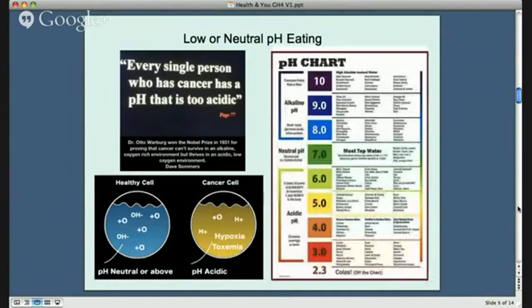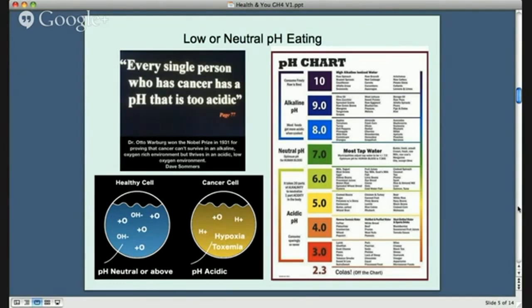So what's another component? Another component is low or neutral pH. Now, the pH of foods determines the acidity within the foods. And of course, in the lowest section off the chart, it says, is colas, because they have such a high acidity that your body can't even excrete it. Below 5, your body can't excrete it.